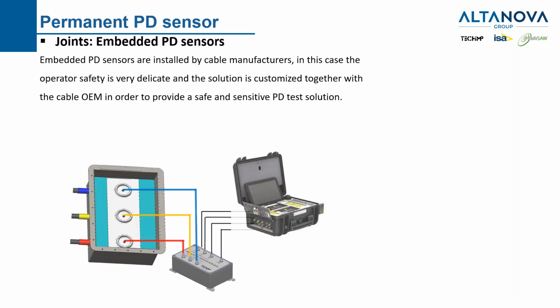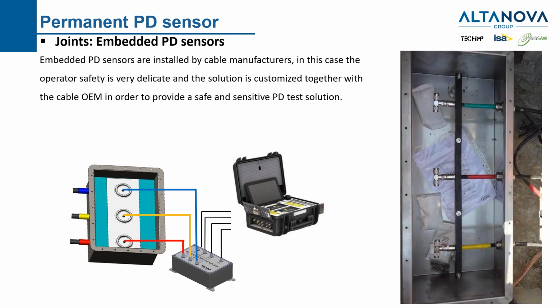Same things can be said when we have an embedded PD sensor. An embedded PD sensor cannot be used directly. We need to have some particular feature to, let's say, perform the test in a safe condition. But if we consider this solution from the beginning, TechImp can support the utility or the cable manufacturer to provide a safe and very good signal outside of the cable manual, of the joint manual.